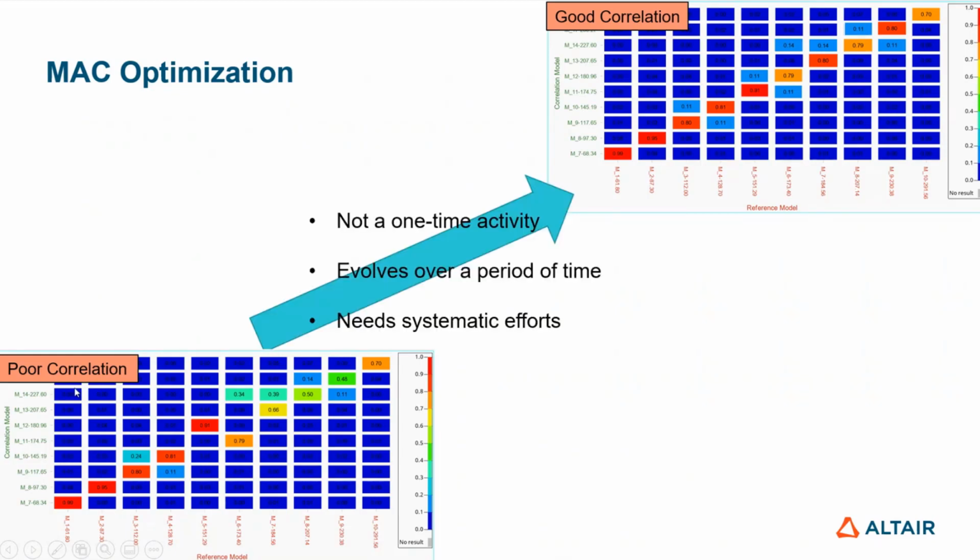But going from poor correlation to good correlation is not a one-time activity. It evolves over a period of time. It needs a lot of systematic effort to improve the correlation. So the point is, NVH analysts spend a good amount of time and systematic effort in taking their correlation from poor to good. And this is what we are going to talk about in the next few slides.